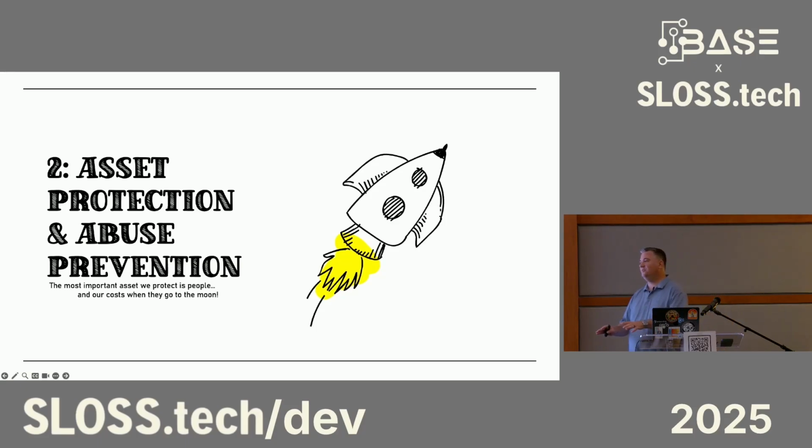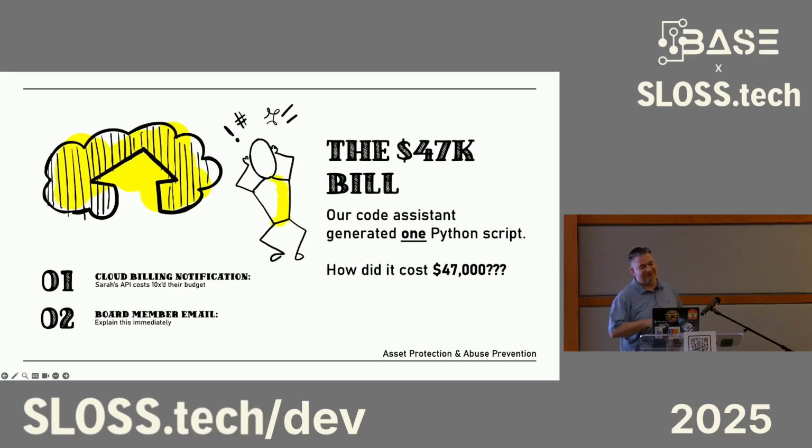Now in security, we like to say the most important asset we protect is people. It's even on the CISSP study guide. Sometimes our budgets too. So how do we get that 47K bill where we 10x our API costs? Well, we ask a code assistant to generate one Python script. Next thing you know, you've got an email from the board saying, explain this immediately because they're copied on your budget alerts for your cloud infrastructure. And that's no fun to explain.